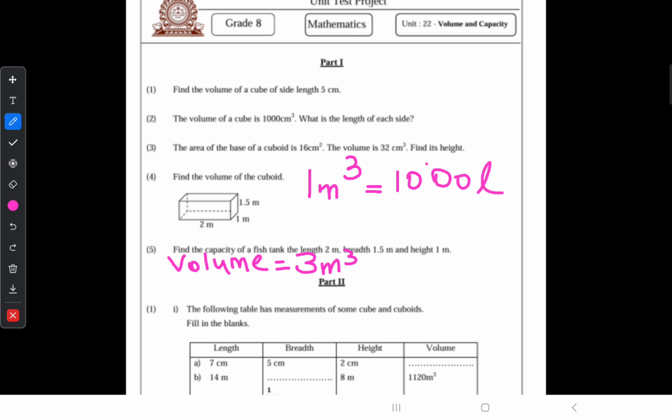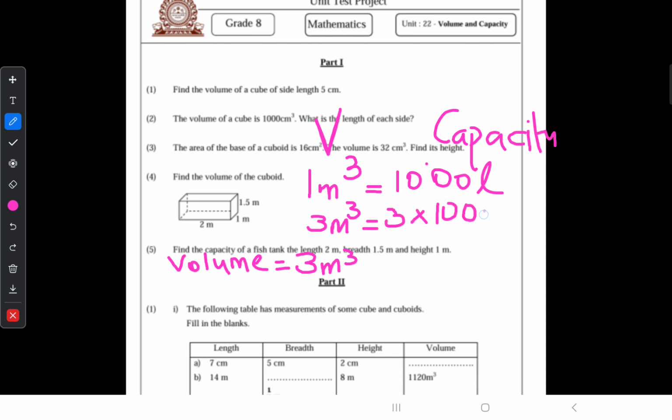This is the capacity for this given volume. For 1 meter cube, it is 1000 liters. But here the volume is 3 meter cube, 3 cubic meters. For that, you should multiply 3 times 1000 liters. That will give you 3000 liters. 3000 liters is the answer for this question.